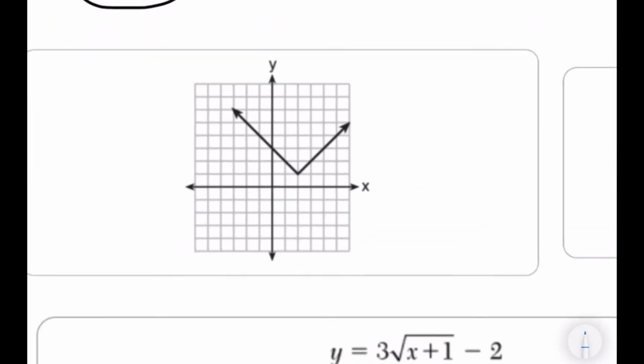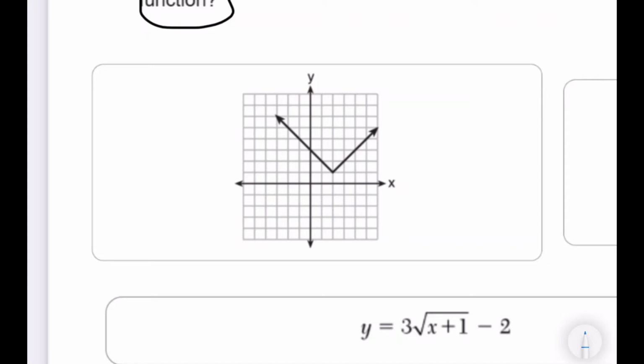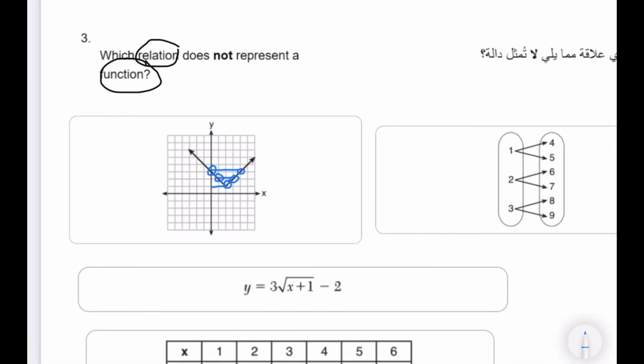So let's see this graph over here. In this graph, as we can see, every x value corresponds to exactly one y value. Let's see here. 2 corresponds to 1 on the y-axis. And then 3 corresponds to only one y value. And here, x value number 4 corresponds to only 1. So this is a function because each x input corresponds to exactly one y value.